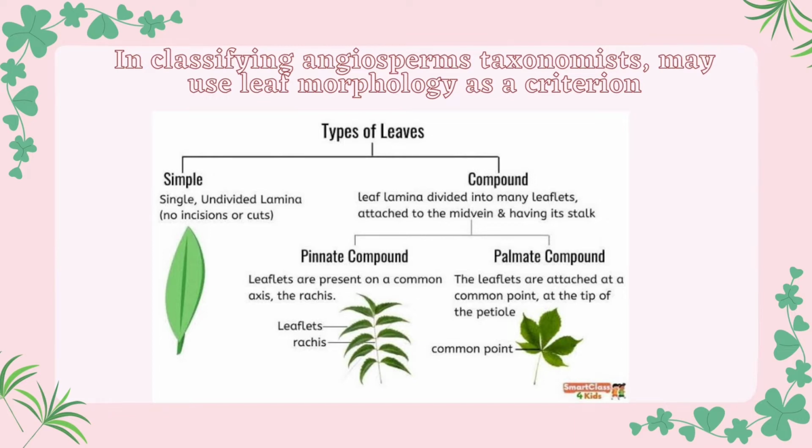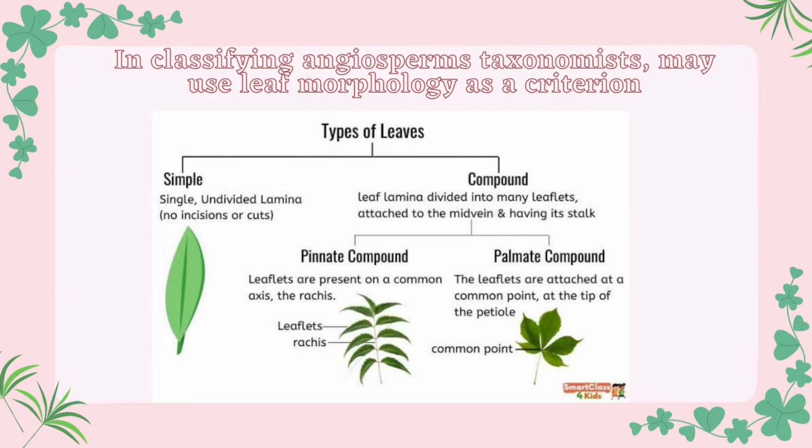So, there are two classifications of leaves. First is the simple leaves and second is the compound leaves. A simple leaf is a single leaf with an undivided lamina that is directly attached to the stem. In other words, there are no incisions or cuts in the lamina. Even if there are minor divisions, they do not touch the midrib and divide the lamina. Examples of simple leaves are banana, guava, mango, and so on.